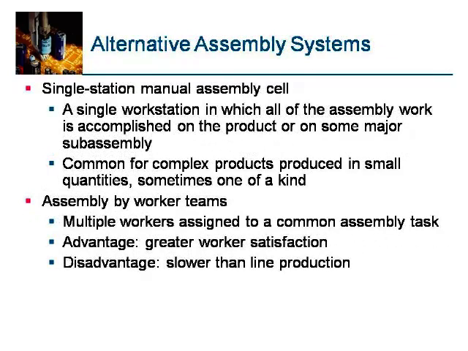Alternative assembly systems, we can look into that. Single station manual assembly cell: a single workstation in which all the assembly work is accomplished on the product or on some major subassembly. Common for complex products produced in small quantities, sometimes one of a kind. Assembly by worker teams: multiple workers assigned to a common assembly task. Advantage is greater worker satisfaction. Disadvantage is lower production rate than line production.